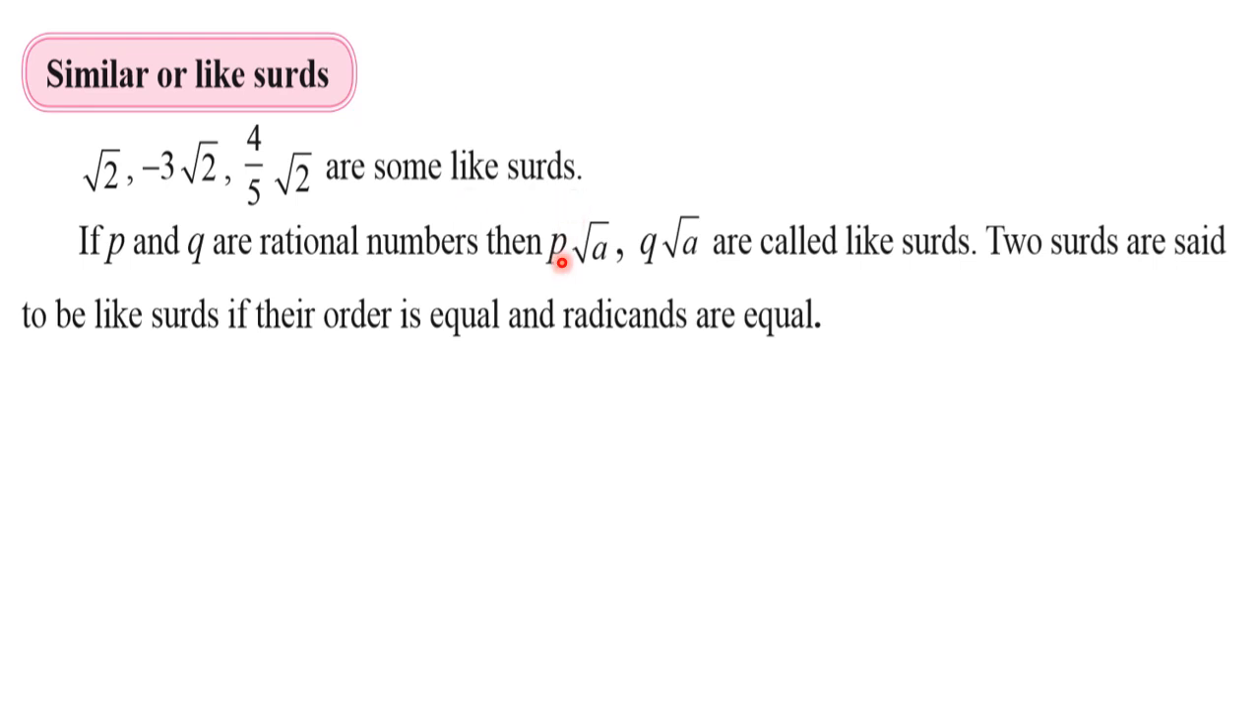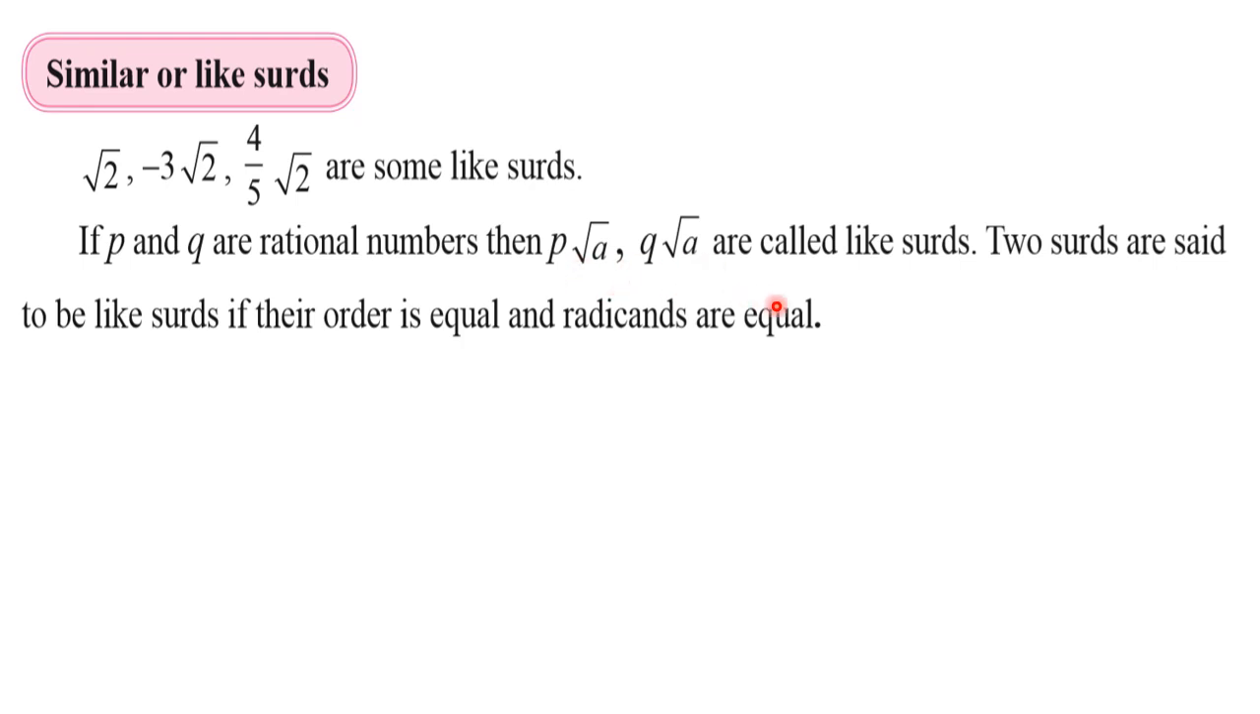So as I have said, every surd has 2 parts. Here P and Q are rational numbers. Opposite to that, root A is an irrational number. But you will find that root A is present in both places. Even though the rational part is different, the irrational part is exactly the same. So such surds are called like surds.